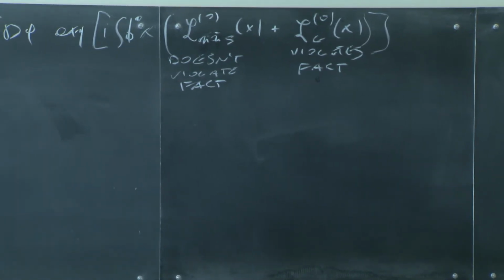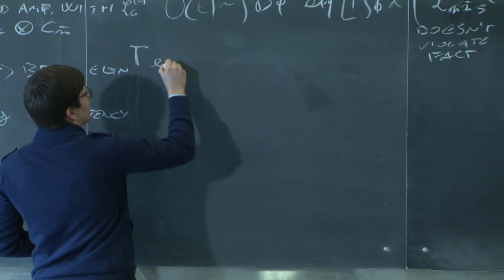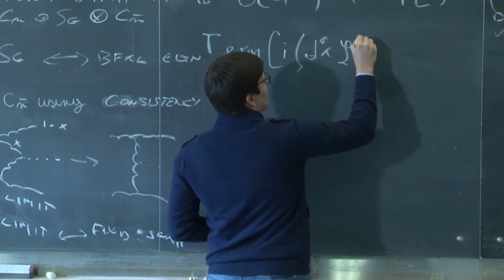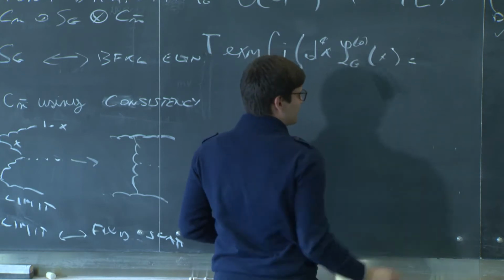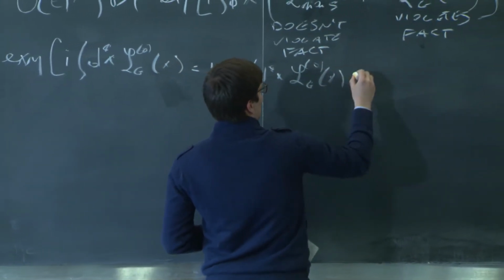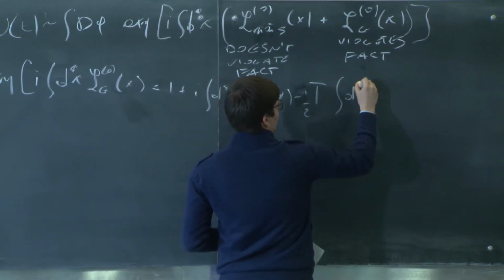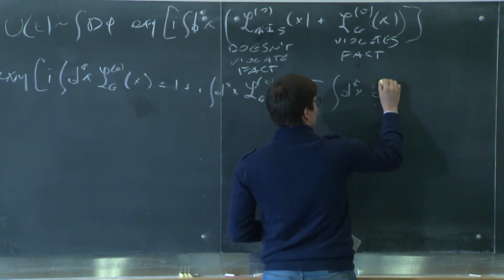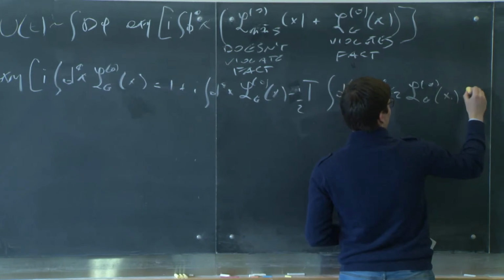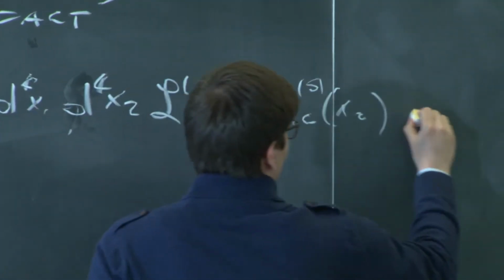Naively, the idea is to expand the Glauber contribution, which is something like the exponential of the Glauber Lagrangian: 1 plus i times the integral of d^4x of L_G(x), plus at higher powers I get minus 1/2 and T-products of the integral d^4x1 d^4x2 of two insertions L_G(x1) L_G(x2), plus dot dot dot plus higher terms.